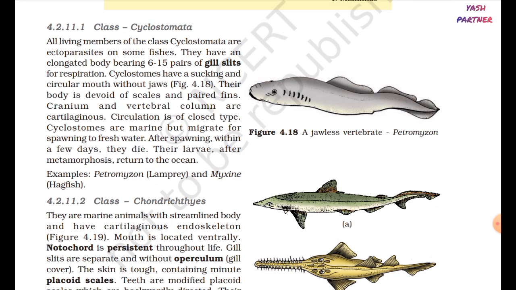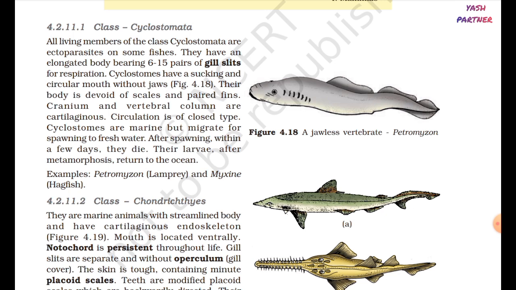4.2.11.1 Class Cyclostomata. All living members of the class Cyclostomata are ectoparasites on some fishes. They have an elongated body bearing 6 to 15 pairs of gill slits for respiration. Cyclostomes have a sucking and circular mouth without jaws. Figure 4.18. Their body is devoid of scales and paired fins. Cranium and vertebral column are cartilaginous.